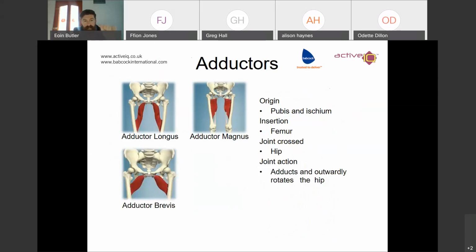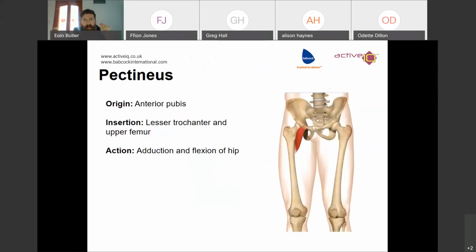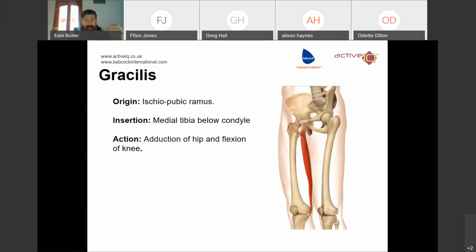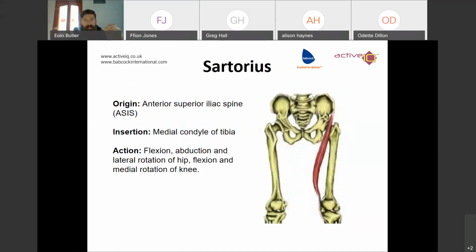Our adductor muscles are split into adductor longus, magnus, and brevis. The pectineus muscle is an adductor muscle, so adduction, but also causes hip flexion. Gracilis sits down the inside of the thigh, so adduction of the hip, but also helps with flexion of the knee. The sartorius starts on the outside of the hip, crosses the hip joint onto the medial side, and runs down the inside of the leg and sits below the knee.